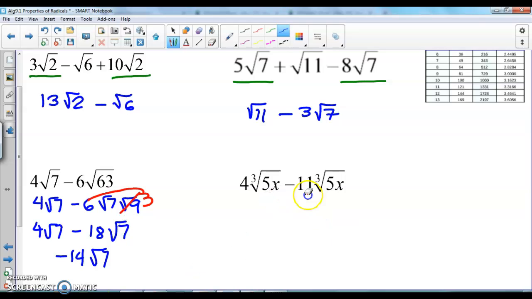Alright, these two are pretty much like terms, so they're ready to be simplified. 4 minus 11 is negative 7, cube root of 5x. So that's how you add and subtract radical expressions.